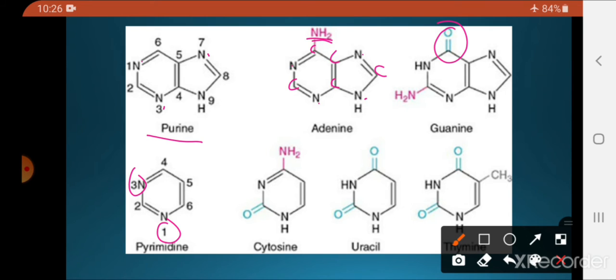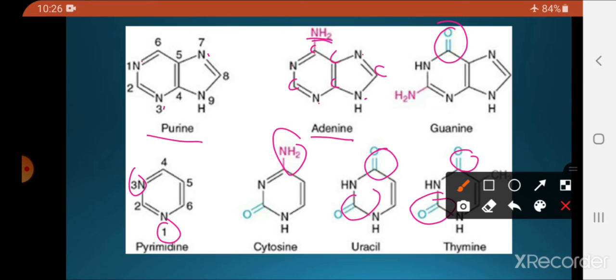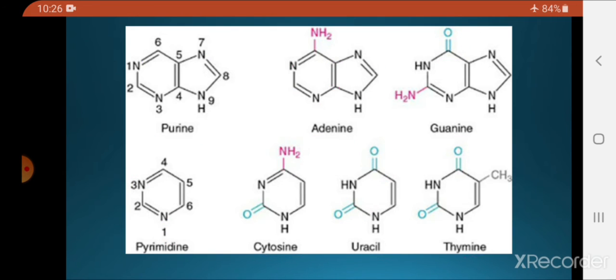ये स्ट्रक्चर्स याद करने बहुत ज़रूरी है. Pyrimidine, here NH2 group, here double bond O. See, this is a structure of adenine, this is a structure of guanine, this is a structure of cytosine, uracil, and this one is thymine. So, these are all the nitrogenous bases.